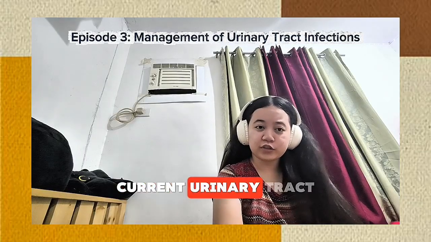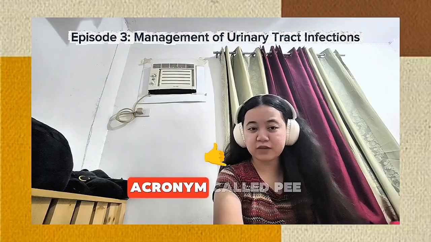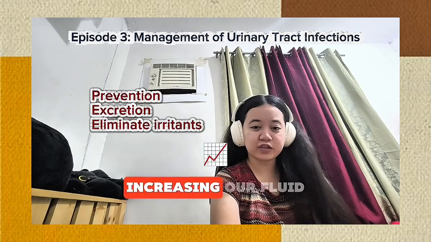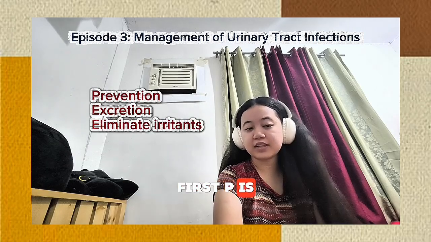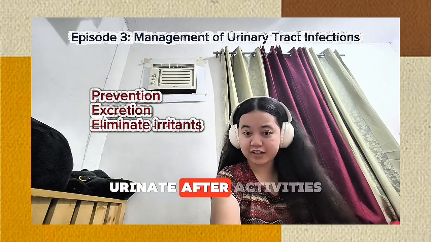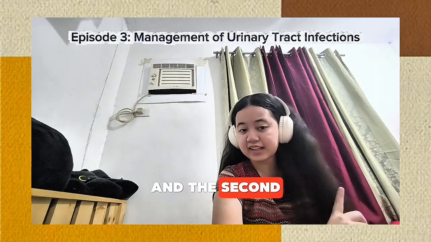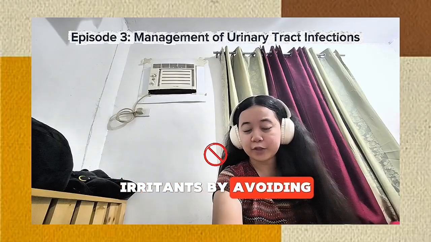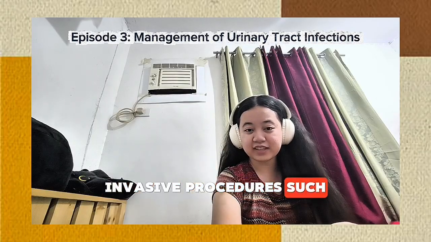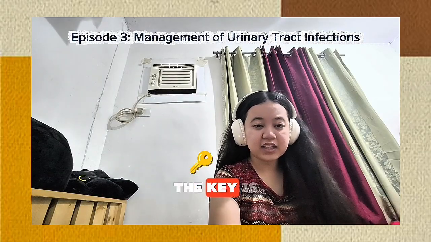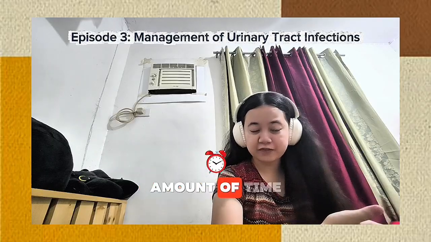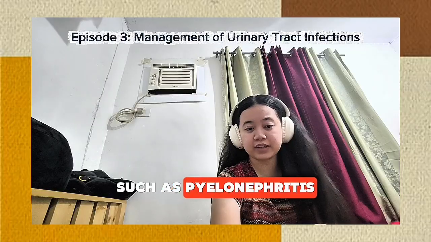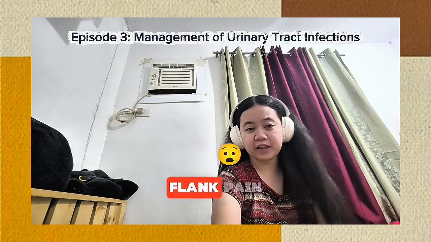And for recurrent urinary tract infections, we have another acronym called PEE. P for prevention, so we must do this by increasing our fluid intake. The first E is excretion, so we have to urinate after activities such as intercourse. And the second E is to eliminate. Here we can eliminate irritants by avoiding unnecessary invasive procedures such as catheters. The key is getting the right drug for the right amount of time, especially for those patients who have serious kidney infections such as pyelonephritis, which can also cause fever and flank pain.